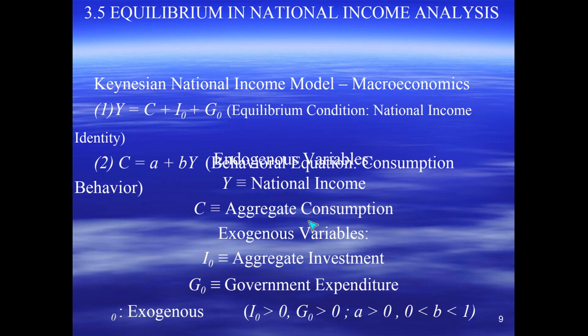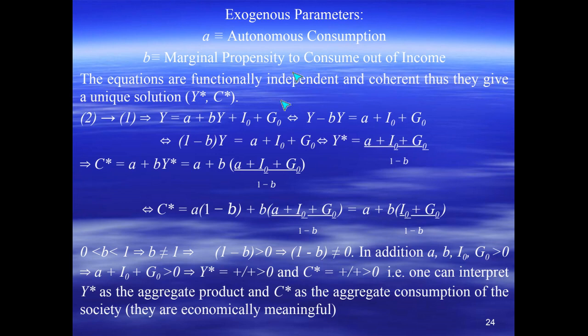Saving means not consuming today, but leaving it for tomorrow, for the future, and for investing it. All right. Besides the exogenous variables, there are also two exogenous parameters: A, autonomous consumption, and B, marginal propensity to consume out of income. This B has a name. It is called marginal propensity to consume out of income. It is between 0 and 1, and typically about 80%.